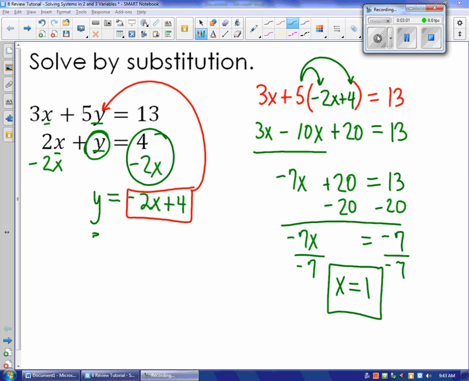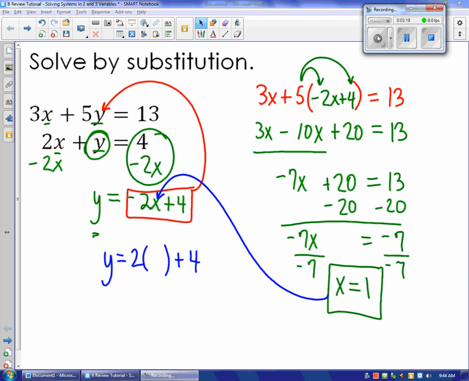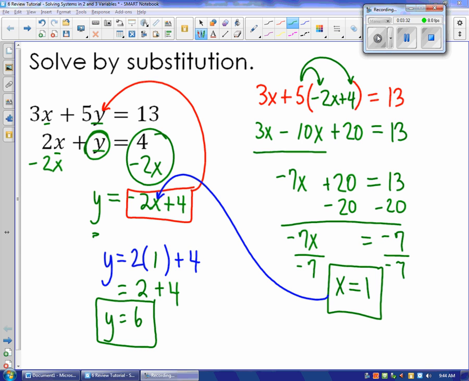Once I know the value for x, I need to substitute it in and find the value for y. It's going to be easiest for me to plug it back into this equation because y has already been isolated for me. So that means that y is equal to 2 times x plus 4. And again, I'm just going to leave the parentheses there to remind myself that I'm replacing x with 1. And so now I can simplify. 2 times 1 is simply 2, and 2 plus 4 is 6. And so the solution to this system is 1, 6. Because remember, the solution to a system of linear equations is just going to be a point.